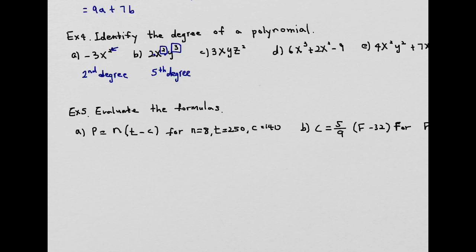The next one, we have 3 times x times y times z squared. Remember, if you have more than one variable, you're going to add all those powers. If you don't have any power, it means you have 1 there. So it will be 1 plus 1 plus 1 plus 2, so that's going to be 4. So this expression has 4th degree.